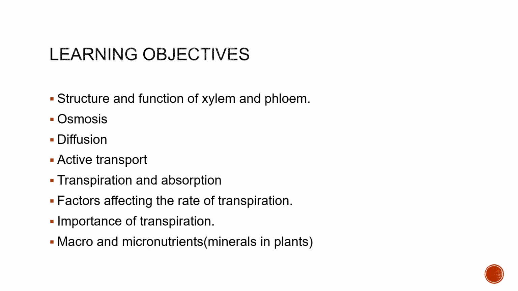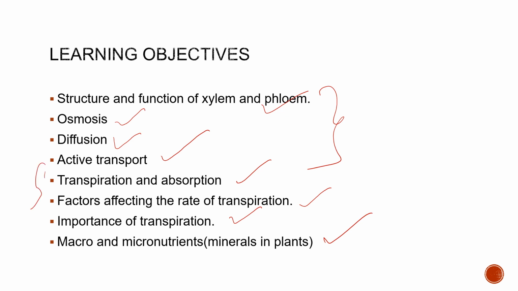Now, what are the learning objectives of today's lesson? At the end of this lesson, we will be knowing about the structure and function of xylem and phloem. We will be knowing about osmosis, diffusion, active transport, transpiration, absorption, factors affecting rate of transpiration, importance of transpiration, and macro and micronutrients. As this is a huge lesson, I have divided it into two parts. In part 1 we will be studying till active transport, and in part 2 we will study transpiration, absorption, factors affecting the rate of transpiration, importance of transpiration, and macro and micronutrients.